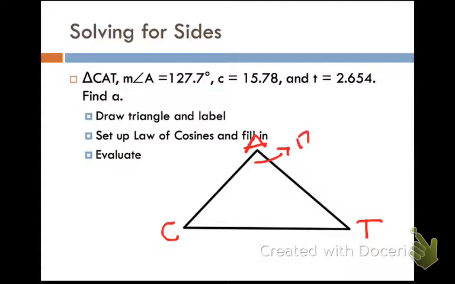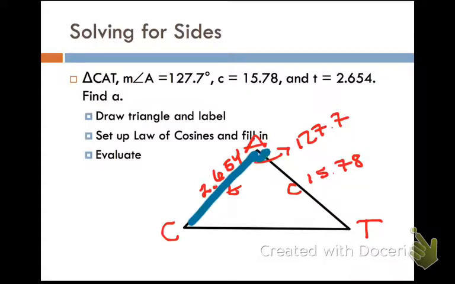Angle A is 127.7. Side C, little c, is 15.78. And side T, little t, is 2.654. And so then we know a side-angle-side, so we can use the law of cosines.